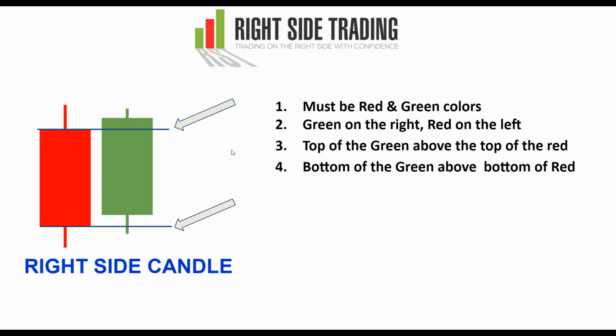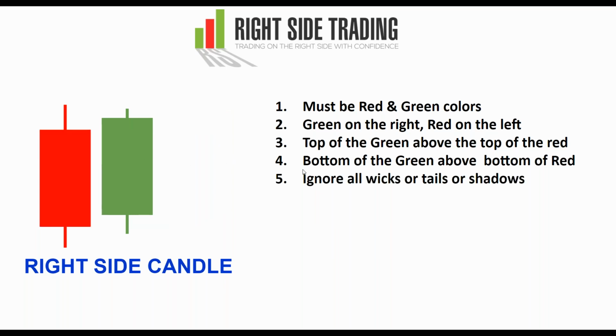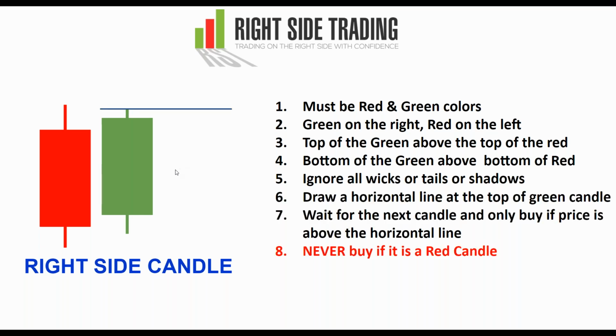Okay, so number five is ignore all wicks. I already said that. Don't worry about the wicks. Some people get focused on the wicks and everything. So ignore the wicks. Number six, seven, and eight: this is how I can tell when it's okay for me to buy. Number six, it says draw a horizontal line at the top of the green candle.